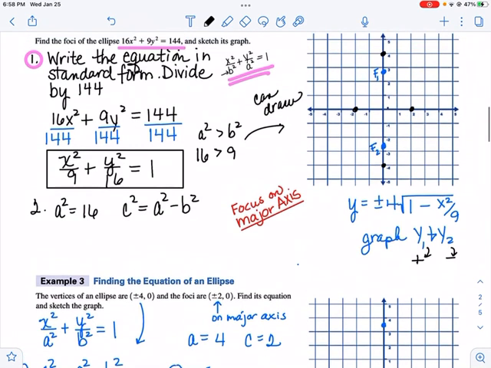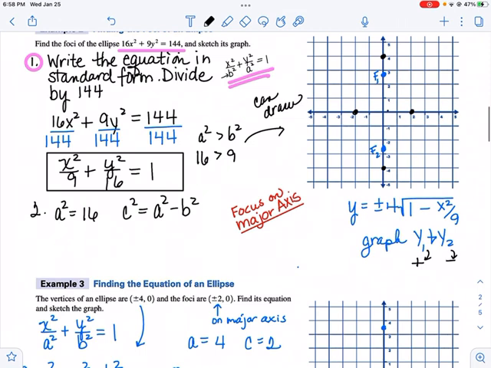All right, so now that we have our equation, in step 2 we want to sketch this graph, right? So we have a is the square root of 16, so a is equal to 4. And then we also know that b squared is 9, so we know that b is equal to 3. So we can graph the endpoints and get our oval here. So we're going to go up 4, down 4 on the vertical axis. Remember, the center is 0 for this one.